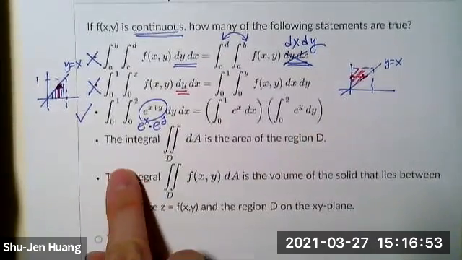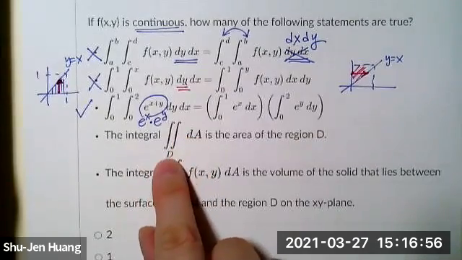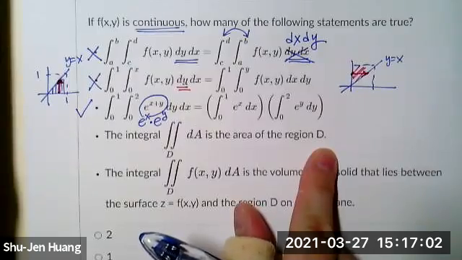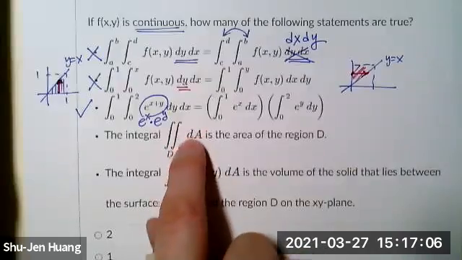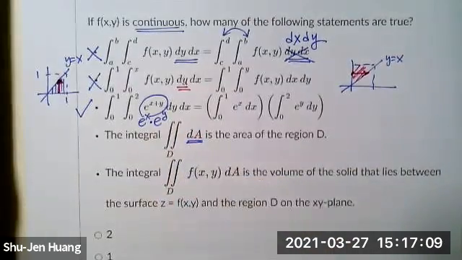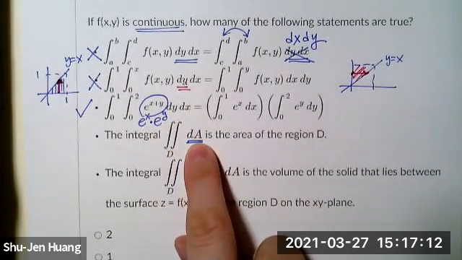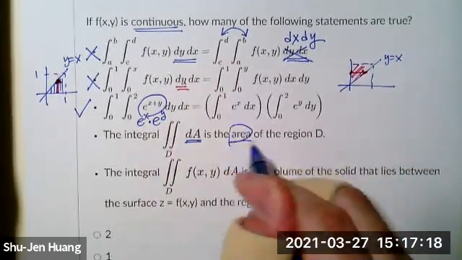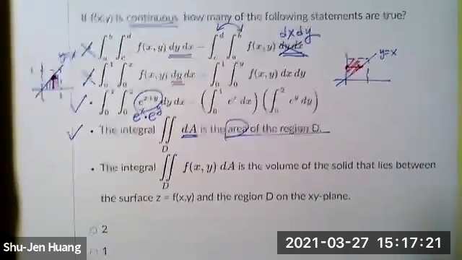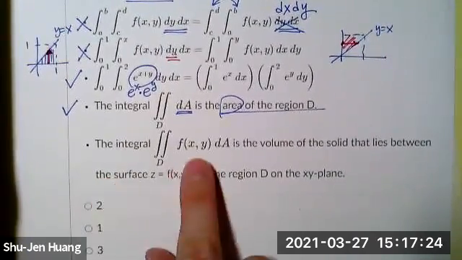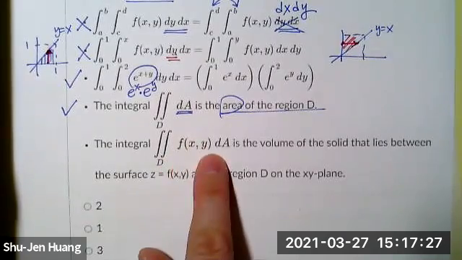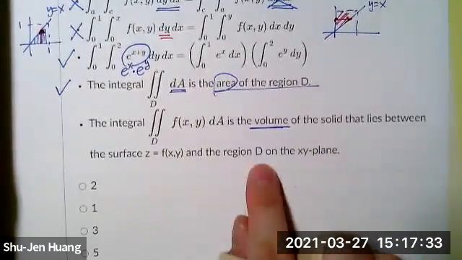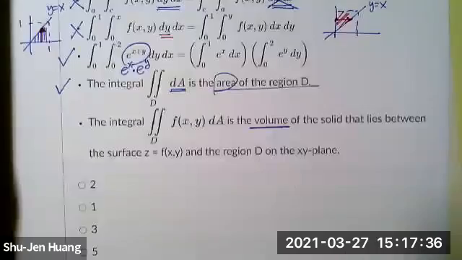And the next one: the double integral over the region D, dA, represents the area of the region. Is this correct? You can see there's nothing for the integrand, which is 1, so that means we just add each tiny area together. Using the concept of the Riemann sum over the region D, it gives us the area of the region. So this is correct here. And the next one: the double integral over the region D, f of x, y, dA, is the volume of the solid that lies between the surface and the region D on the xy plane. Is this correct?